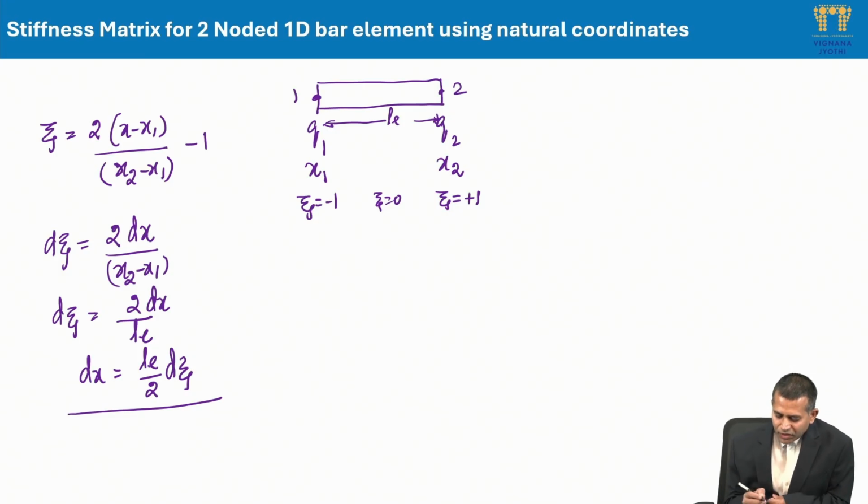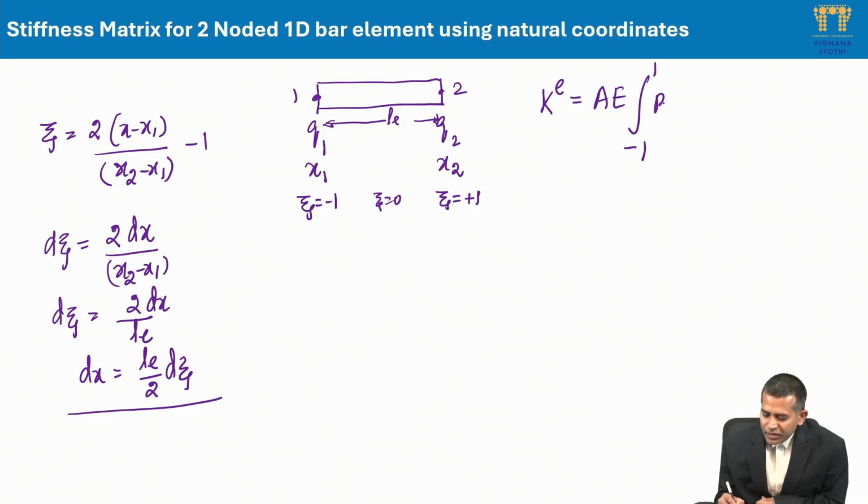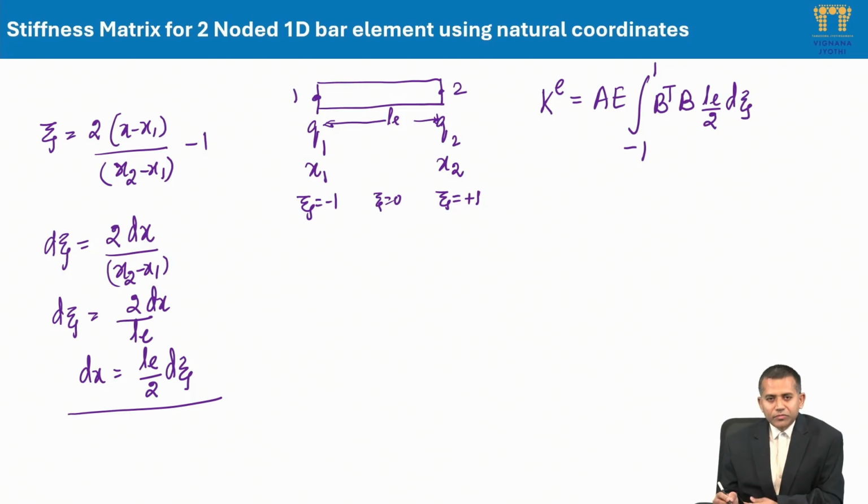So I will write that expression now. I have an expression for the strain energy, the element stiffness matrix K, which is A into E times the integral from minus 1 to 1 of B transpose into B into dx, and this dx I can write as LE by 2 into d zeta. And we already derived, I think, two classes before, what this B is. B is nothing but your strain displacement matrix.